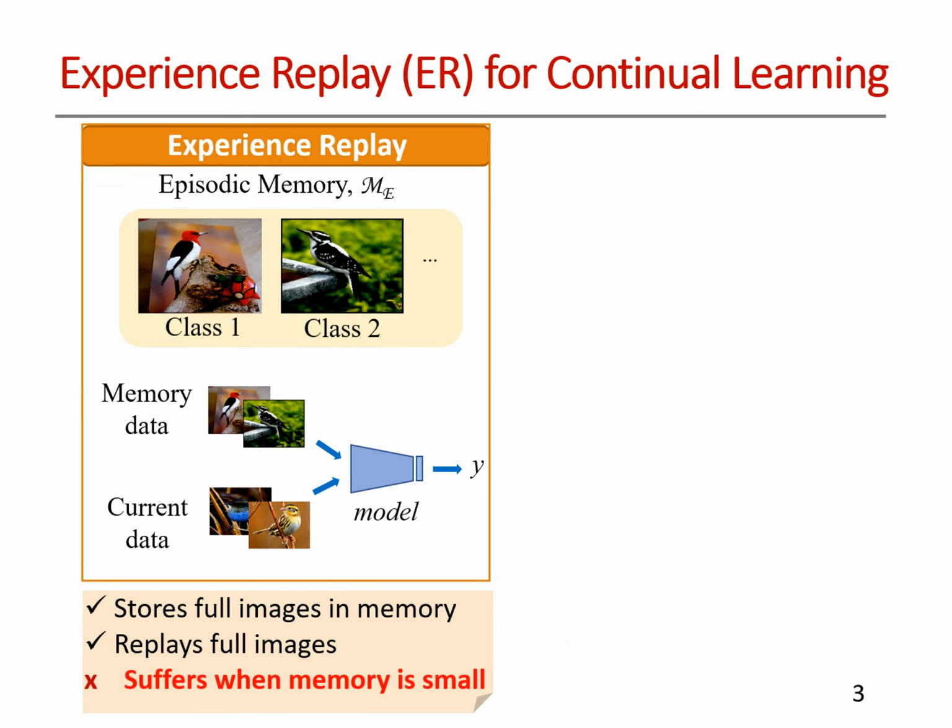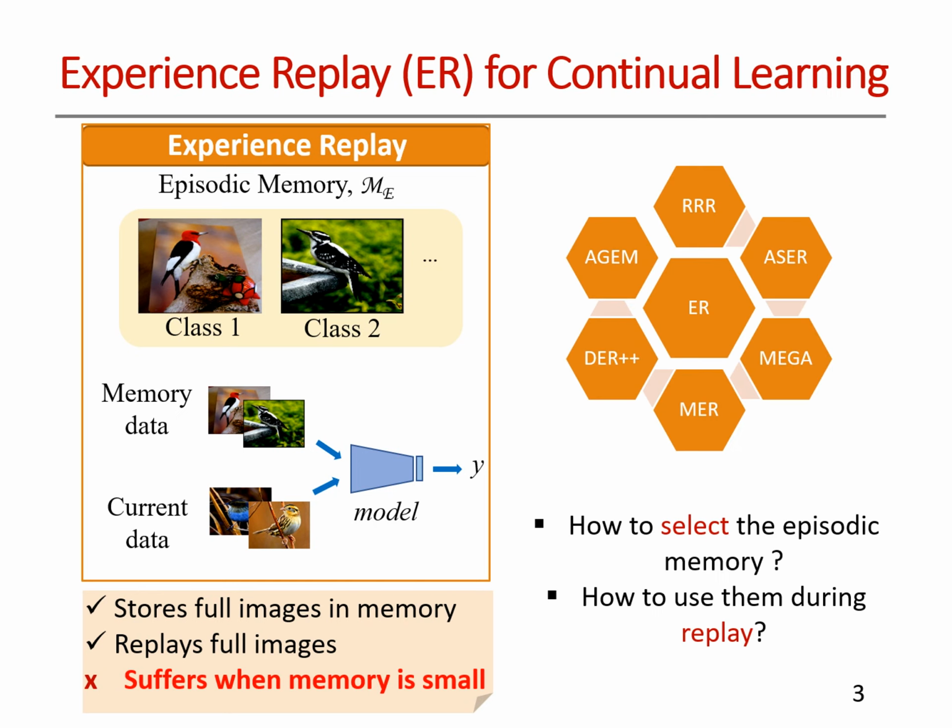To solve this issue, a popular technique like experience replay stores some images from the past tasks in the episodic memory and replays them with the current data to mitigate forgetting. All the variants of experience replay differ in the way this image memory is selected and how they are replayed. The major problem with this technique, however, is that they suffer when the memory size is very small.